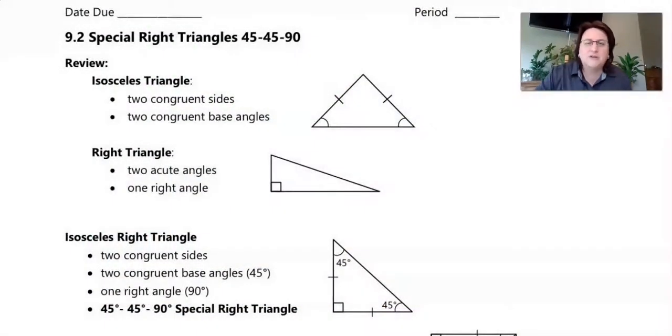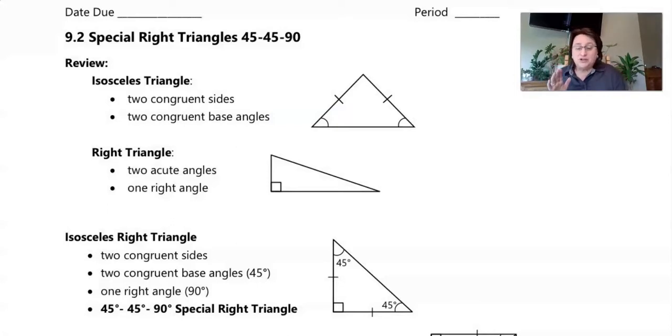Now, what makes a right triangle so special? Well, I'm going to show you in just a second that there are some properties of what we call a 45-45-90 degree right triangle that will be true for every single 45-45-90 degree triangle in the world. Miss Smith, what does that mean? Well, let's do a little review and take a look.